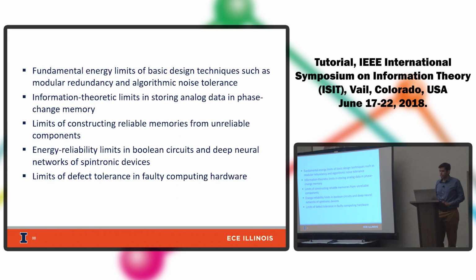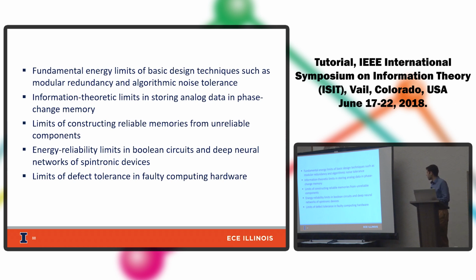Okay, and I want to go through several kind of vignettes of these kinds of limit theorems and design principles that seem to emerge. So one is on fundamental energy limits for basic designs like algorithmic noise tolerance. Another is information theoretic limits for phase change memory, limits of constructing reliable memories from unreliable components, where we fundamentally take circuit complexity into account. So that overhead that Naresh talked about is part of the theorem itself. Talking about energy reliability limits in Boolean circuits, as well as deep neural networks.